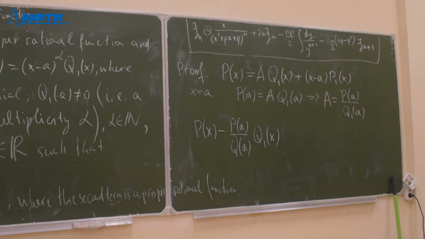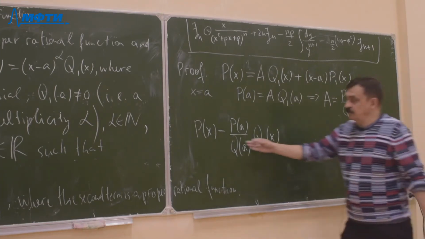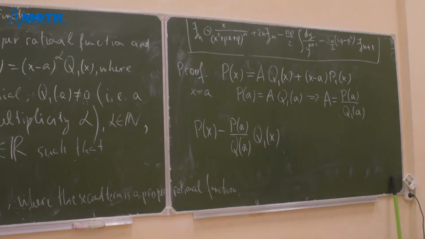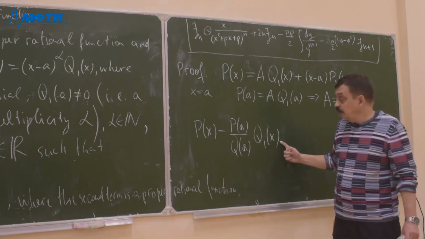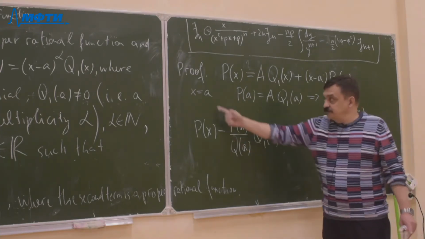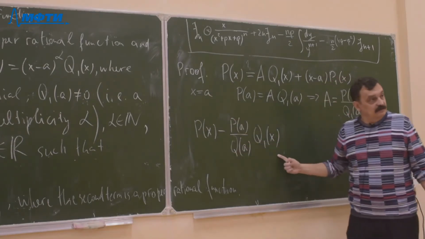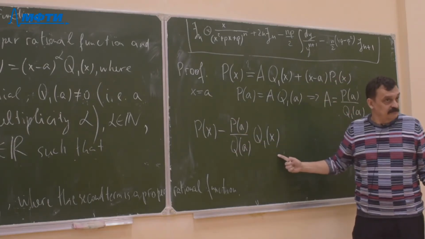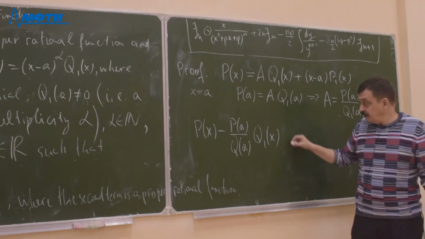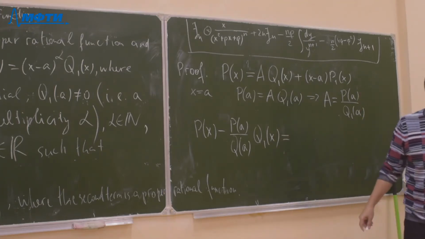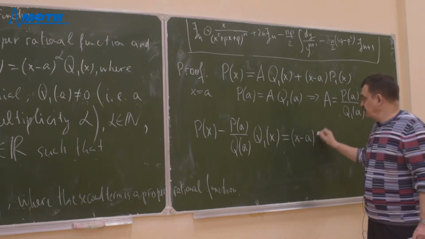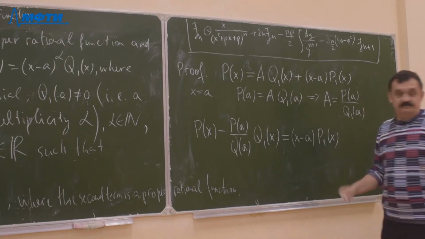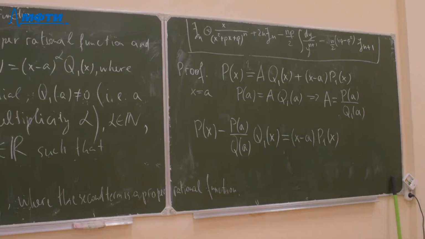What is it? That is a polynomial, right? That is a real polynomial. And if you substitute x equals little a here, then it is equal to 0, right? And hence, by Bézout theorem, it can be written as x minus a times Q1 of x, by Bézout theorem, right?